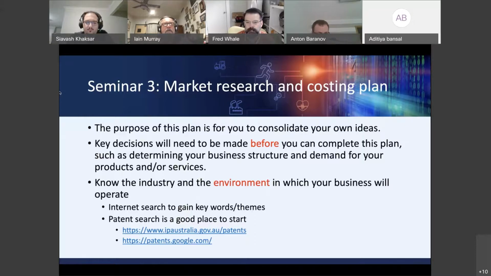The idea of this market research and costing plan is to consolidate your own ideas. As I said, it is aimed at you and us as your advisors to give us a better idea of how, from a business perspective, your development is going.